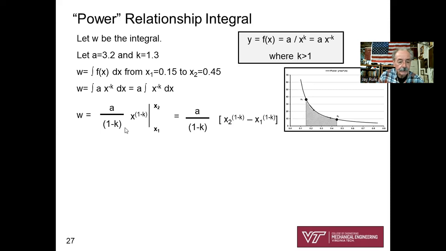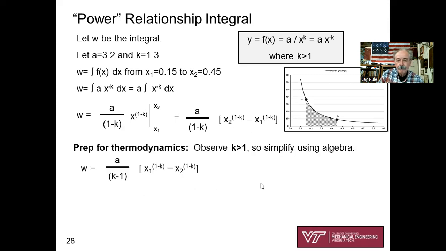Next step, what did I do here? I evaluated x to the 1 minus k from x1 to x2, so I wrote that out. Here's my constant value, a over quantity 1 minus k. So I evaluated the integral. What's the next thing I do? I'm going to prepare for thermodynamics and recognize that k is some real number slightly greater than 1. So the next thing I'm going to do is simplify my mathematical expression.